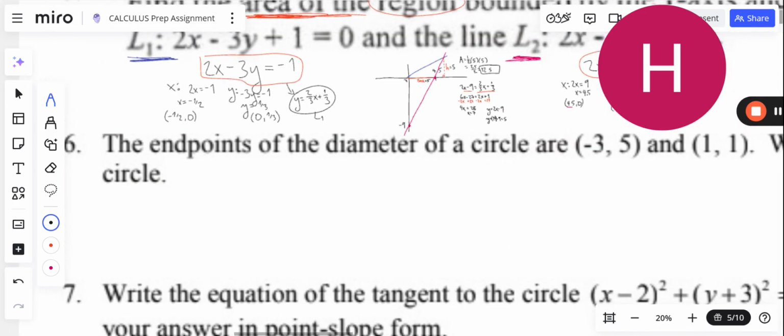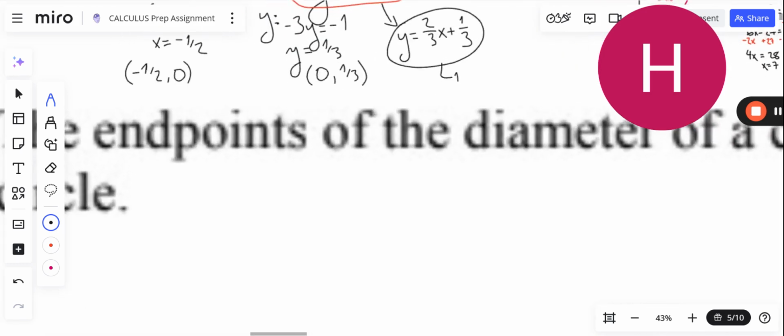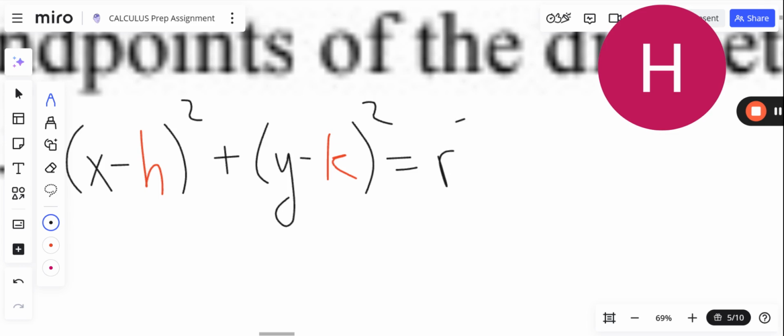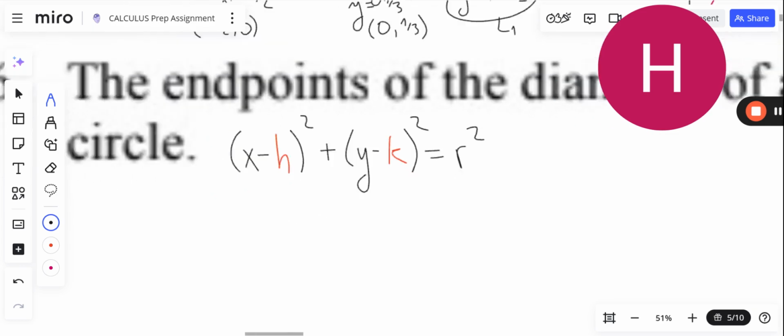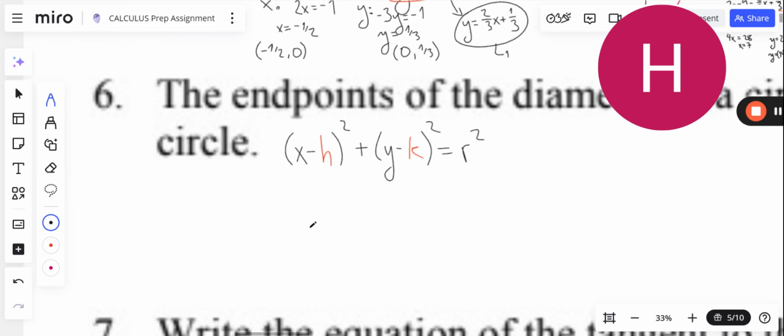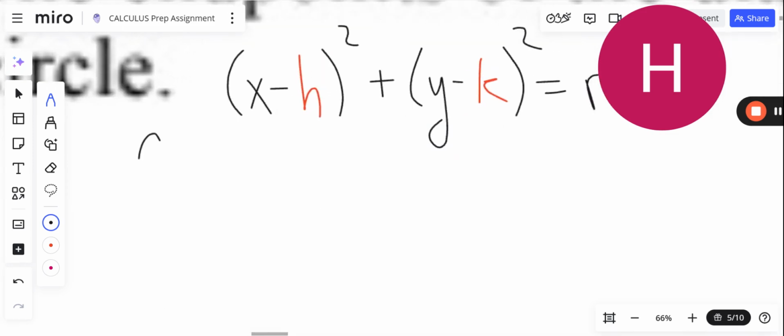Okay, now let's move on to the circle. The circle requires you to consider the equation for a circle. This is the general equation for a circle. And if you don't have this down, I want you to have this down. Write it down: (x minus h) squared plus (y minus k) squared is equal to r squared. r is the length of the radius. And h and k, what are those? Do you remember? h and k, those are the coordinates for the center.